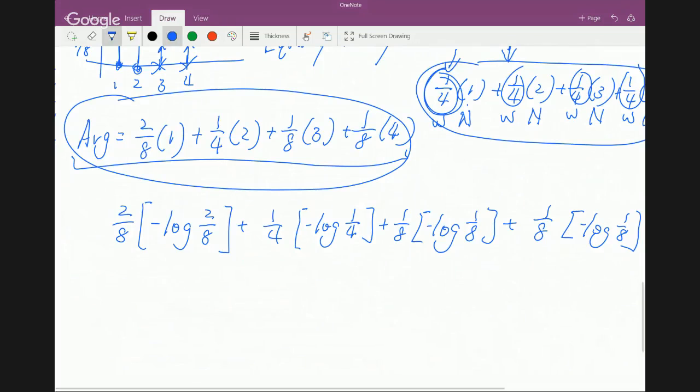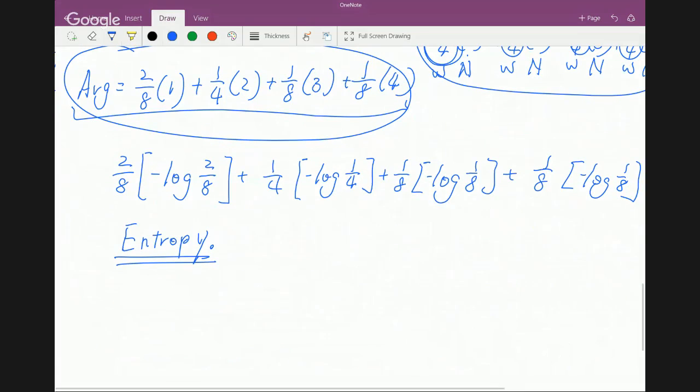Oh wait, there's another name. Oh yeah, average information is also known as entropy. Now here's entropy. And therefore, what we can do, entropy normally is denoted with H. H is equal to this thing here.